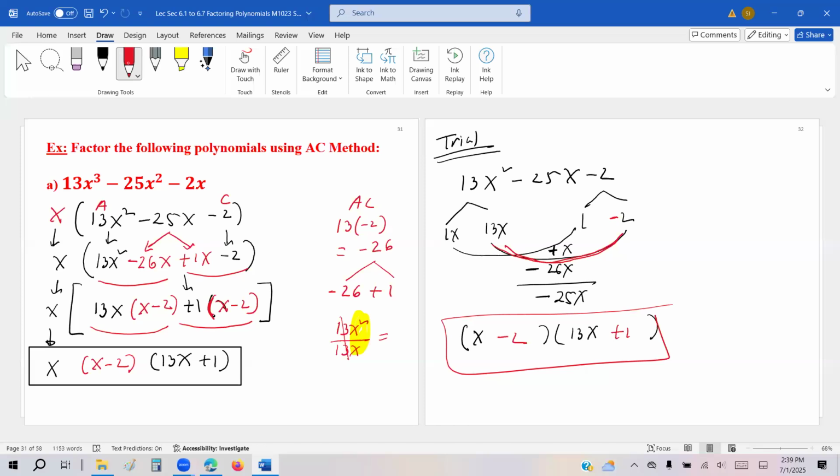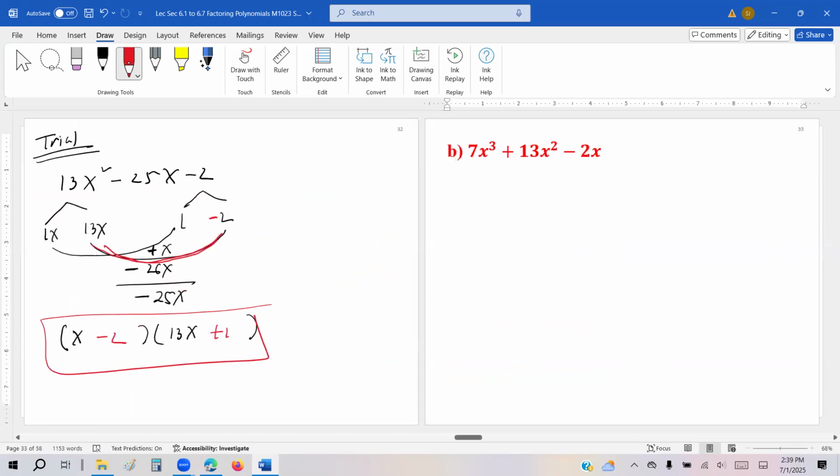This is after taking out the GCF, okay? Not before GCF, after GCF. So if we do the trial and guess method, we're not putting the extra x in the back? Oh, no, you do, because look where I started from. I started from here. Okay, try this one by yourself.